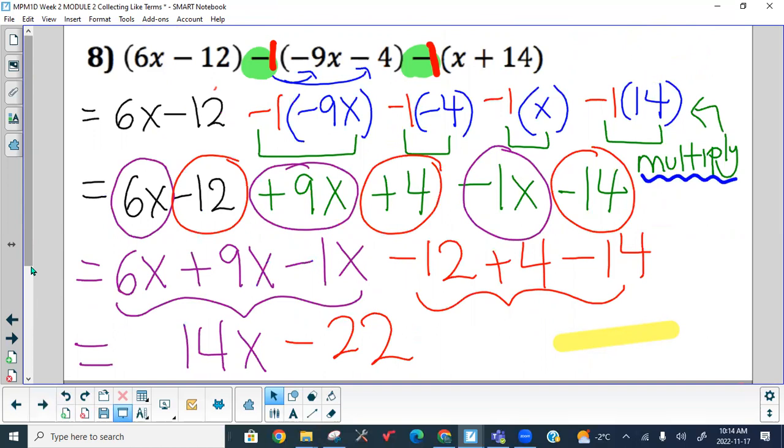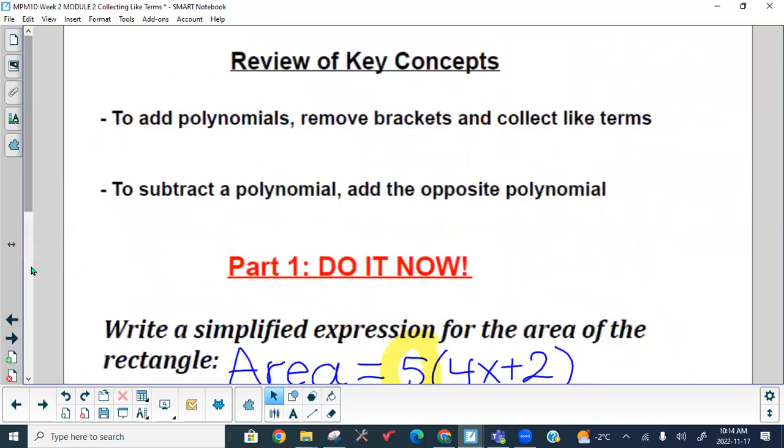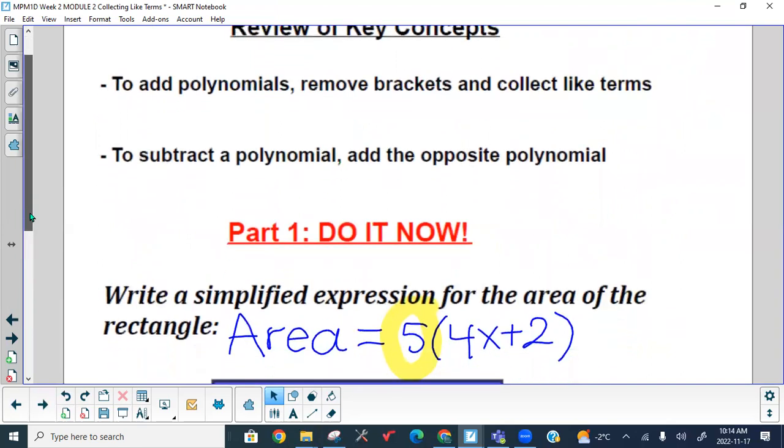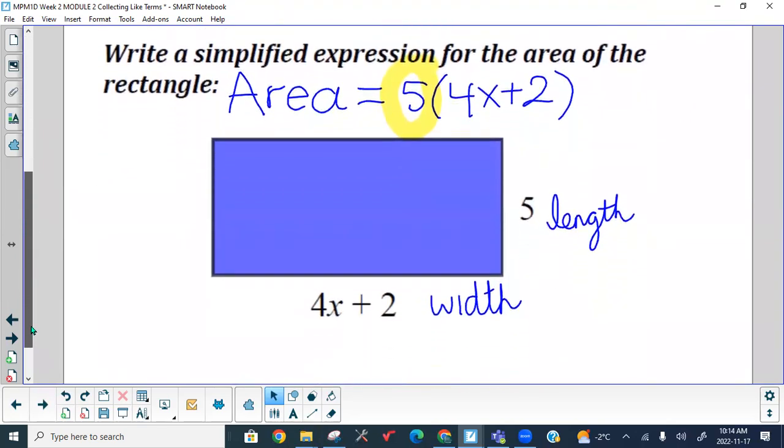You have -1 multiplied by the second set of brackets, -1 multiplied by the third set of brackets. But I'm going to let you go through this question on your own. This would be an example of a very challenging question on your test. Okay, let's do this question.